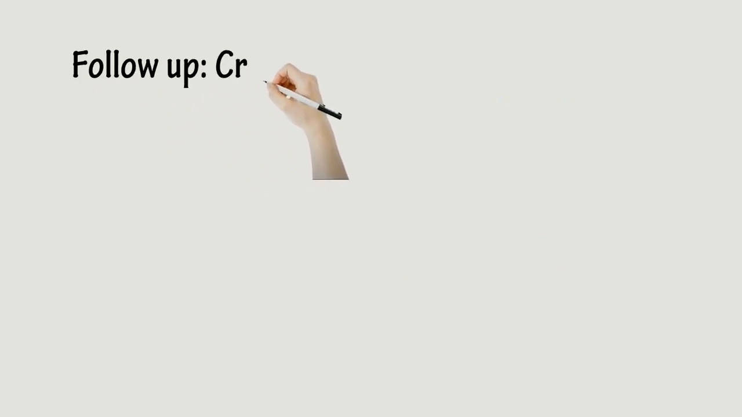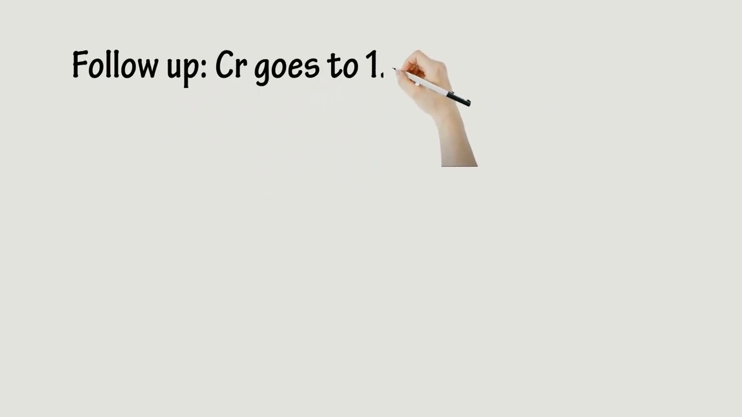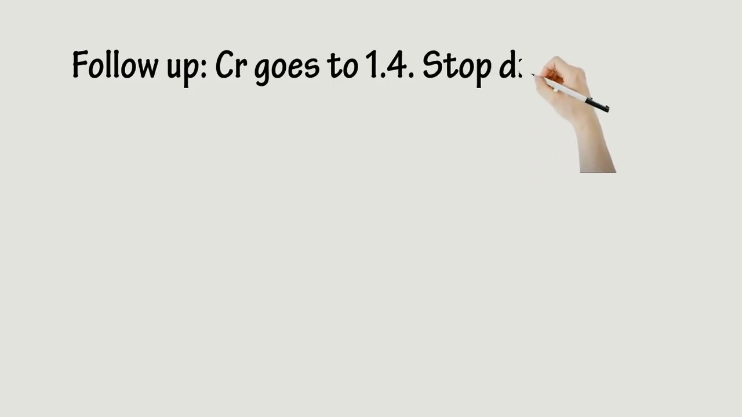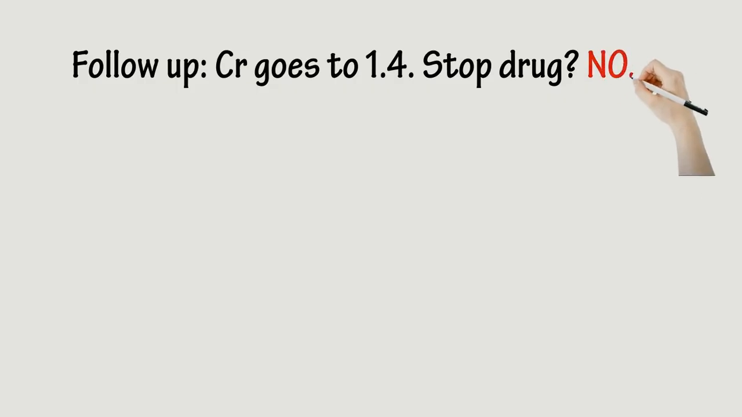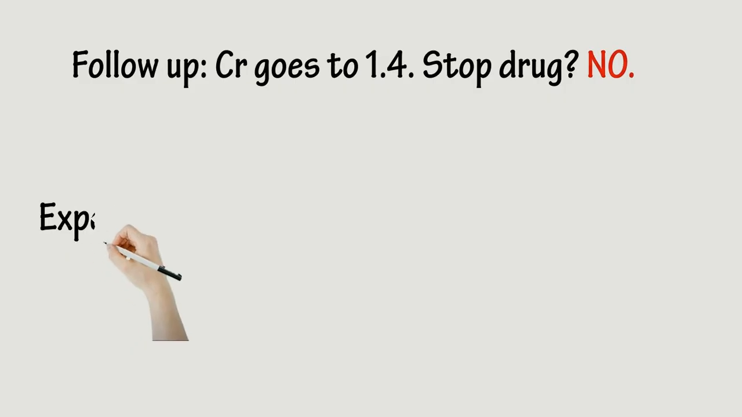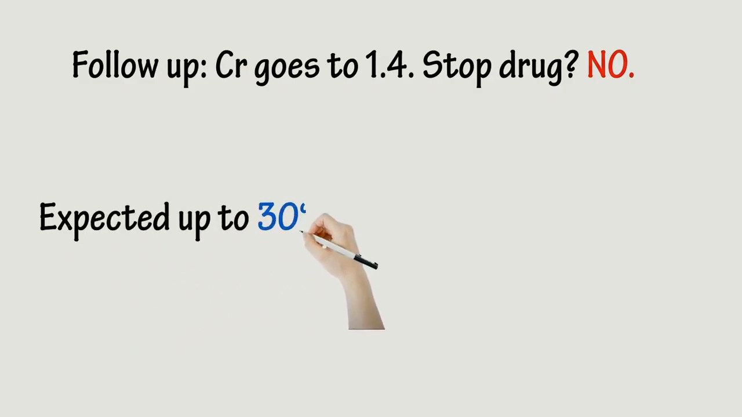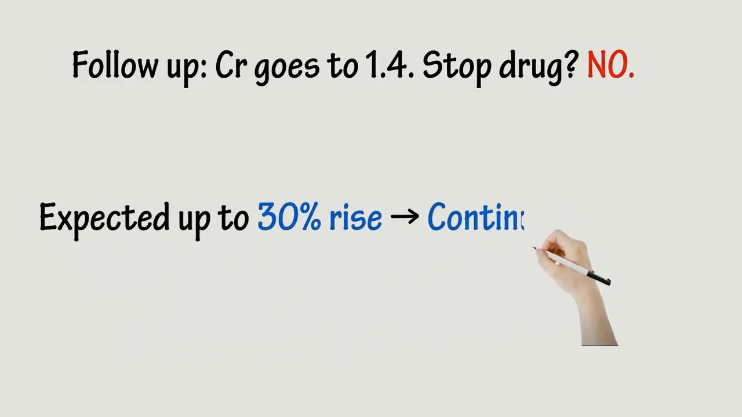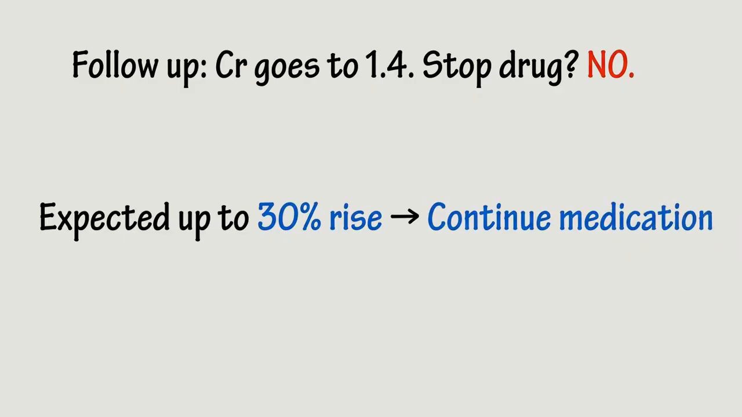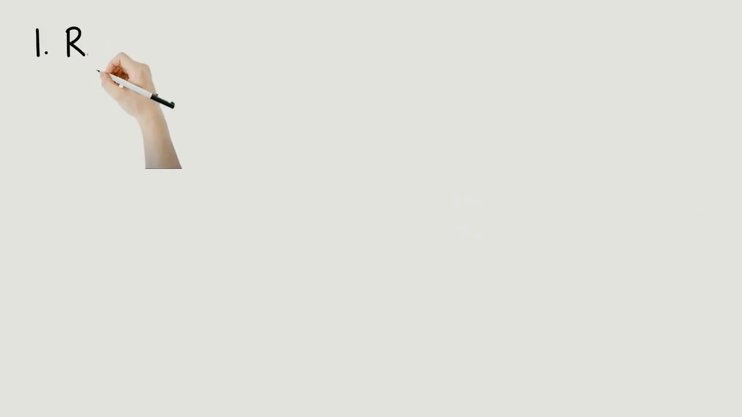That distinction matters. Now the follow-up trap. Same patient, 2 weeks later. Creatinine is 1.4. Do you stop the drug? No. A rise up to about 30% is expected and acceptable in a diabetic patient on an ACE inhibitor. You continue. Students who memorize that ACE inhibitors raise creatinine panic and stop the drug. Students who understand the mechanism continue it. That difference shows up in your score.